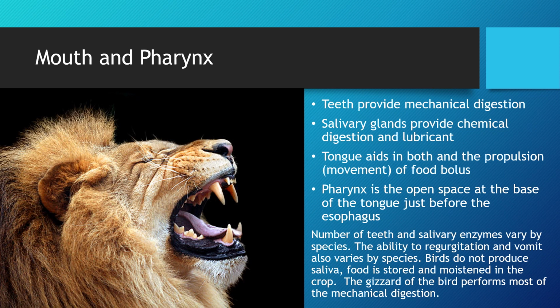Birds store their food in their crop, and that's where water will go when they drink water, because they don't actually chew. Everything they eat just gets swallowed whole, and then it goes down into the crop. The gizzard is actually the mouth, quote unquote. It's not really, but it's deep within the animal, and it's where the food is ground up. So that's where mechanical digestion will occur in a bird. Regurgitation and vomiting also vary by species, and we'll talk more about that in the next slide.